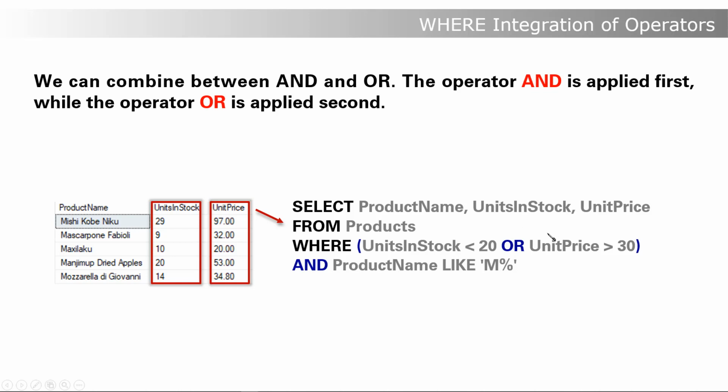one of those at least will happen in the OR statement. The units in stock lower than 20, it's true. So we have this row. And the unit price higher than 30, so it's also true. So if we have at least one or both of them true, it's okay. Let's see it in the SQL server.